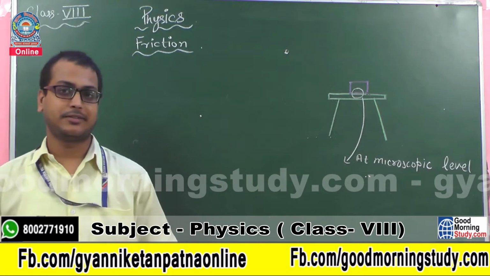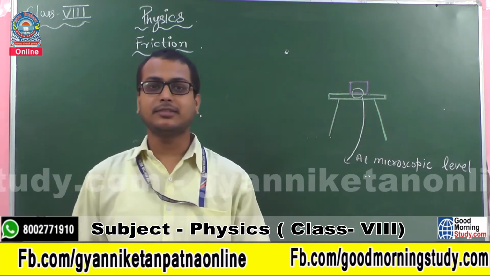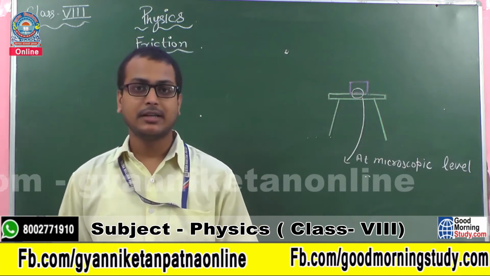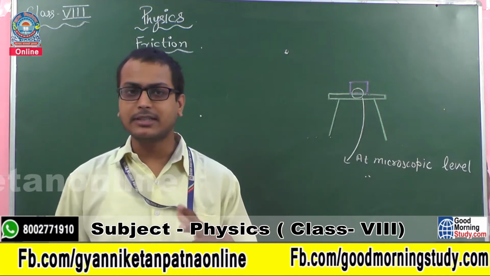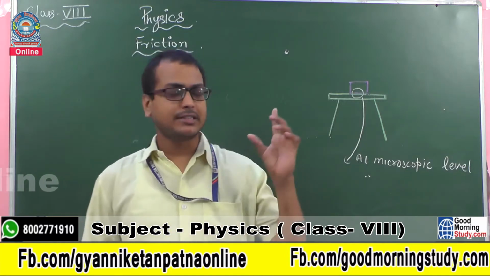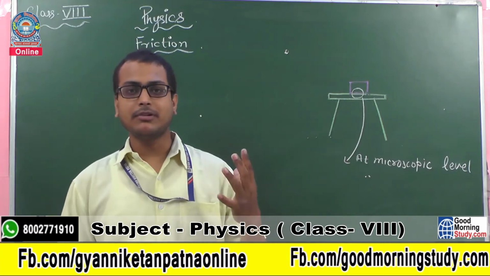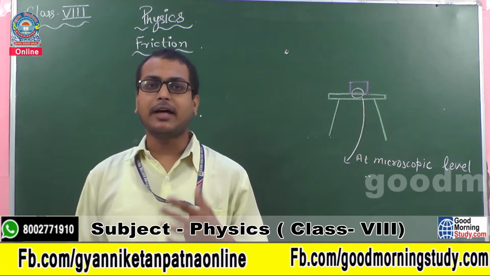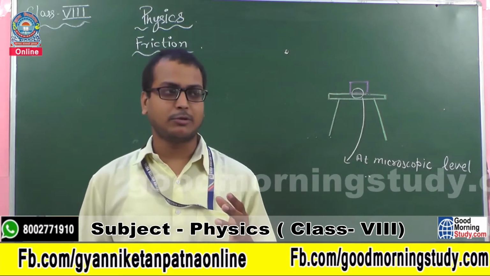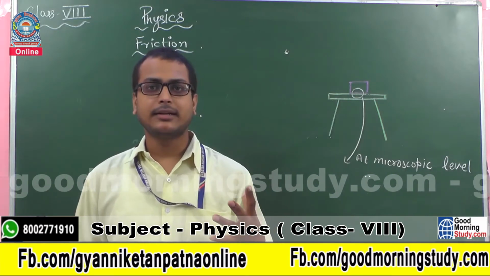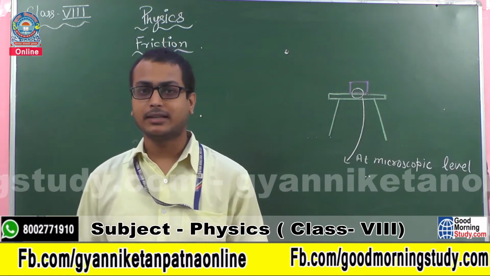Okay, so let's start. What is friction? As discussed in the previous chapter, force and pressure, we have discussed some types of forces: contact forces and non-contact forces. Friction is one type of contact force. It is applied between two objects kept in contact, and the direction of the friction force is always parallel to the surface where both objects are in contact.